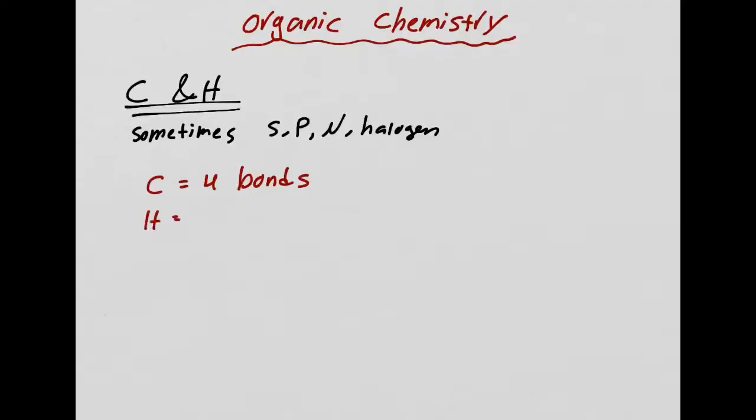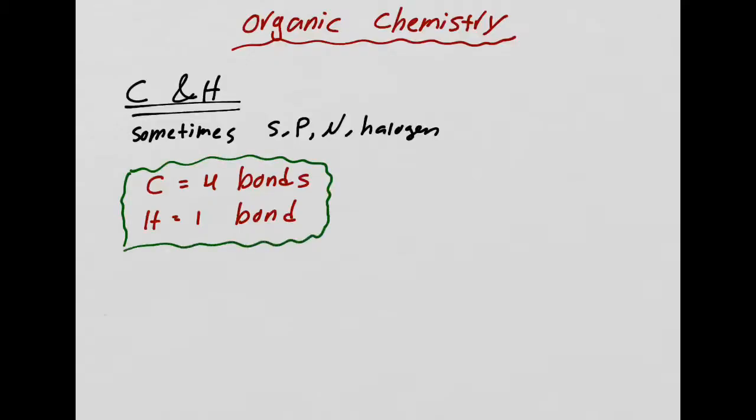Now, hydrogen makes 1 bond. I will need you to remember this as we are doing organic chemistry. When you move on to your OChem classes, I need you to remember this. Carbon makes 4 bonds. Hydrogen makes 1 bond. I want you to remember that. Now, we've done this before, but I want to go over it one more time to make sure you are on the same page.